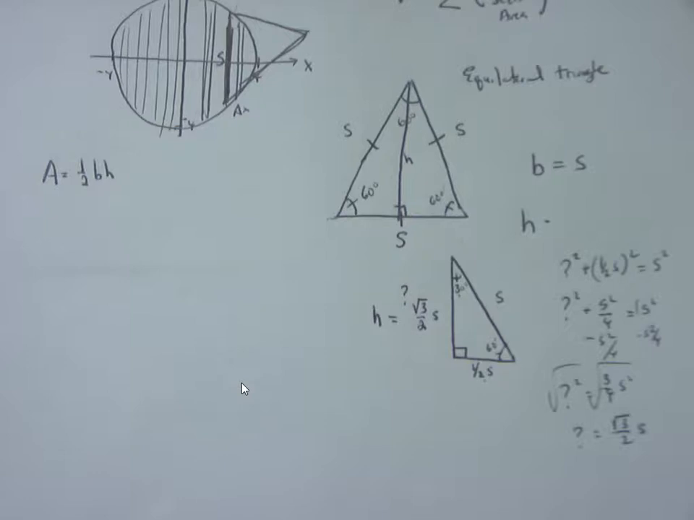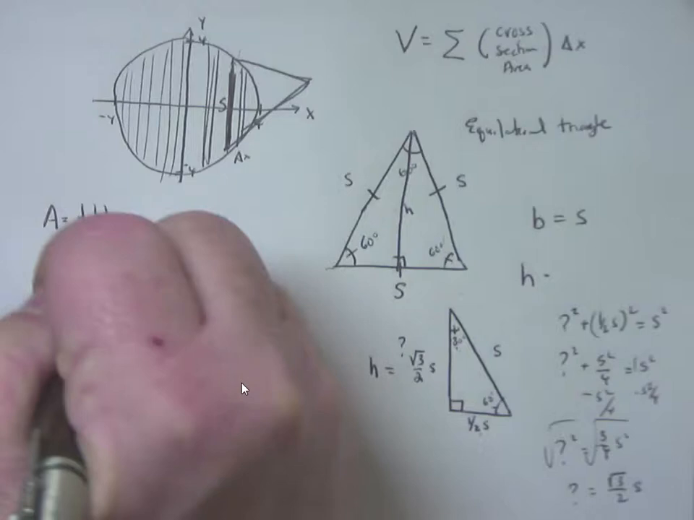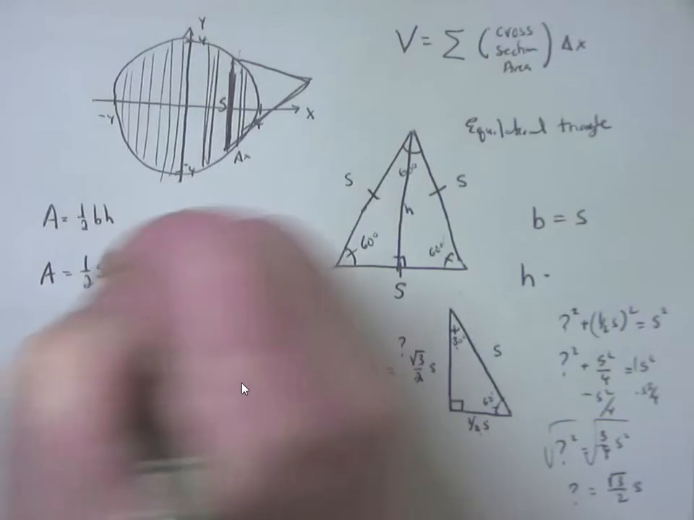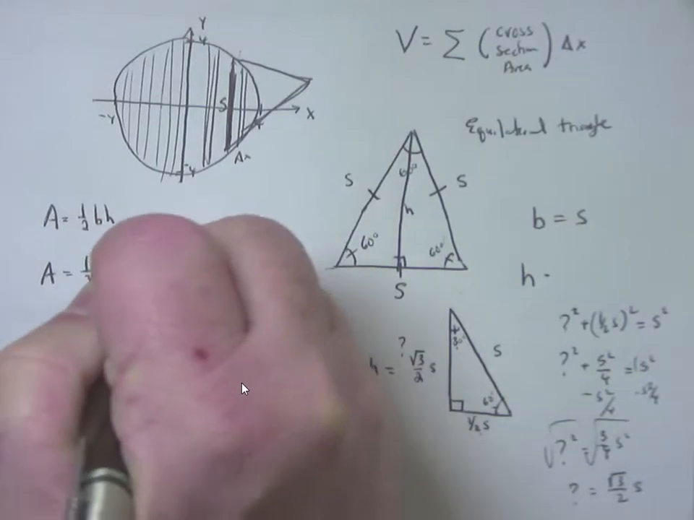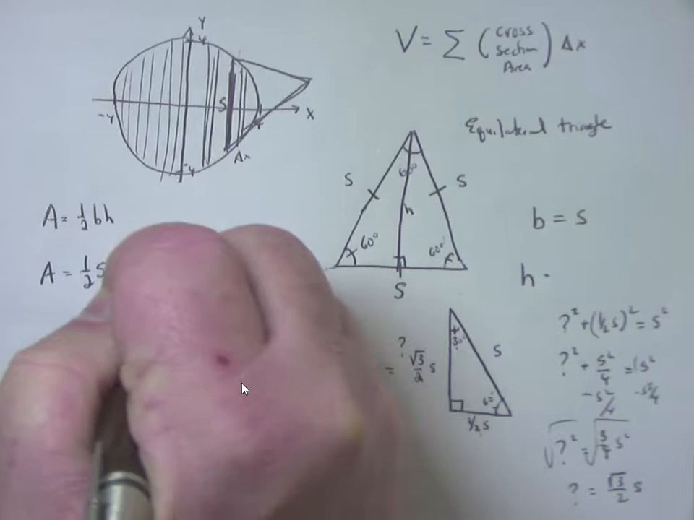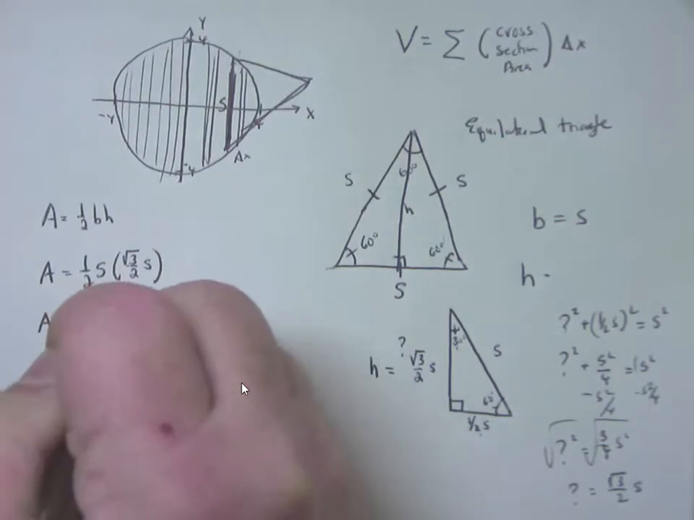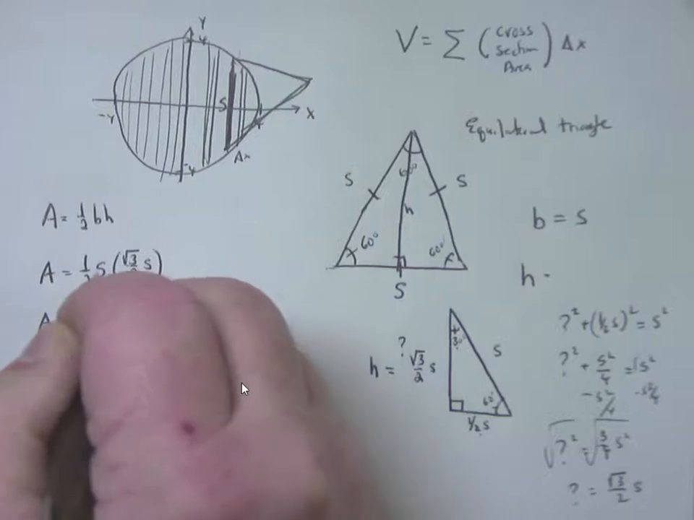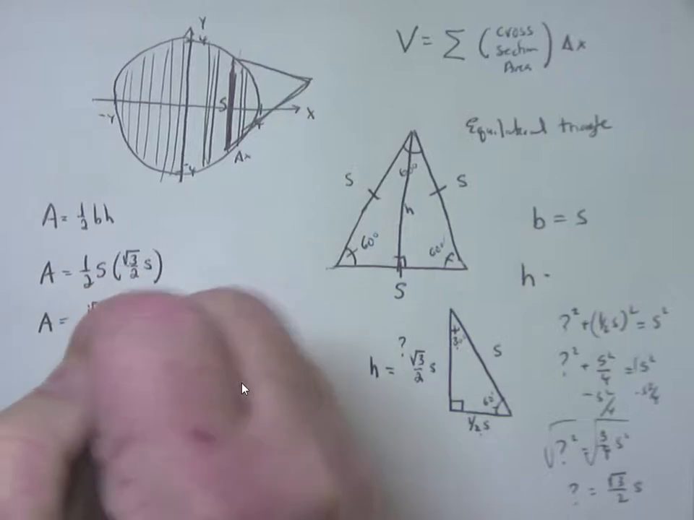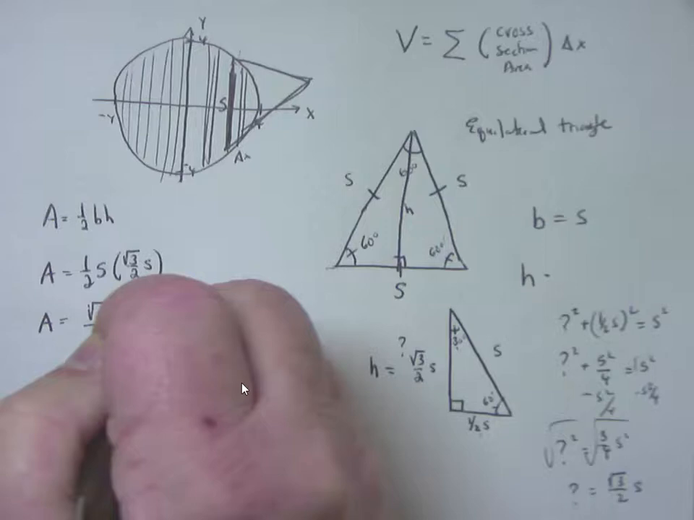Things we know from high school. So area is equal to 1/2 the base, which is S, times the height, which is the square root of 3 over 2 times S. I'm going to clean that up. So area is equal to the square root of 3, 2 times 2 is 4, so over 4, and S times S is S squared.